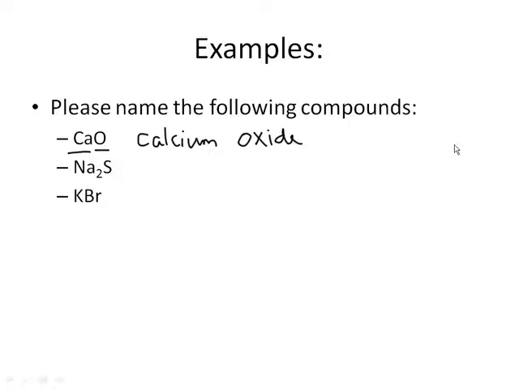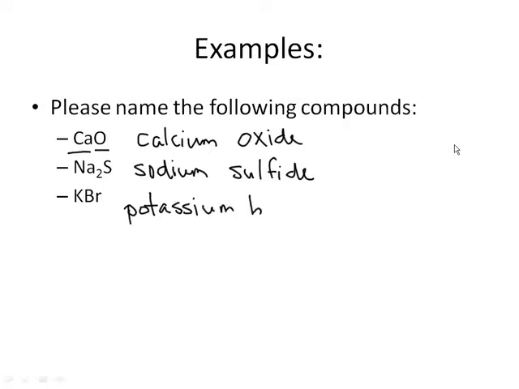Down here, I've got sodium and I've got sulfur. It's a metal and a nonmetal. It's a fixed charge metal. Sodium is one of the alkali metals, so I'm simply going to name sodium. And then I'm going to name sulfur as an anion, which is sulfide. I've got potassium and bromine paired up down here. Potassium is a metal. It's a fixed charge metal, so I'm just going to name potassium and bromide.